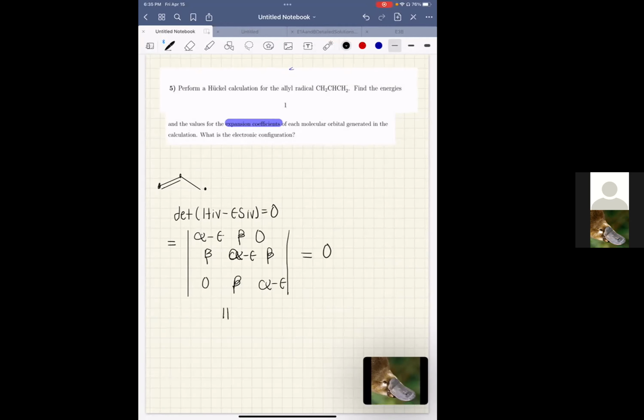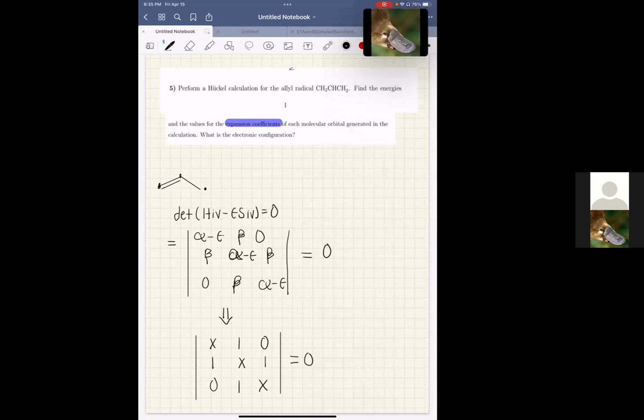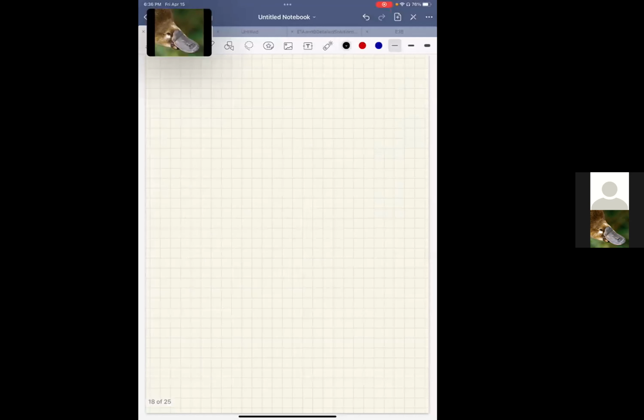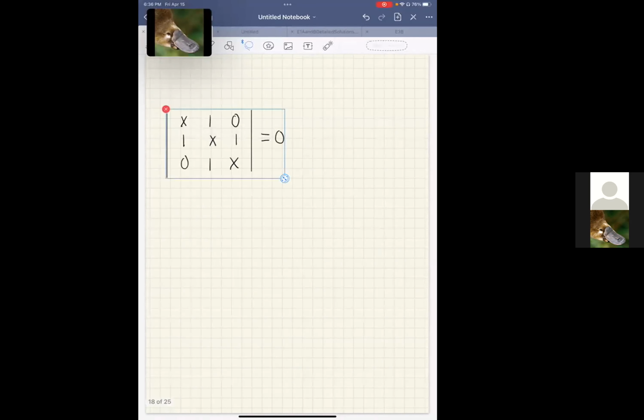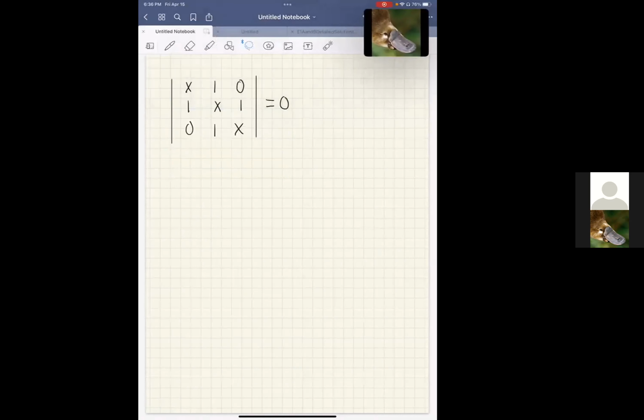So we put it in terms of X. This will equal X, then 1, then 0, then 1, then X, then 1, then 0, then 1, then X. So to solve this determinant, we basically do this.